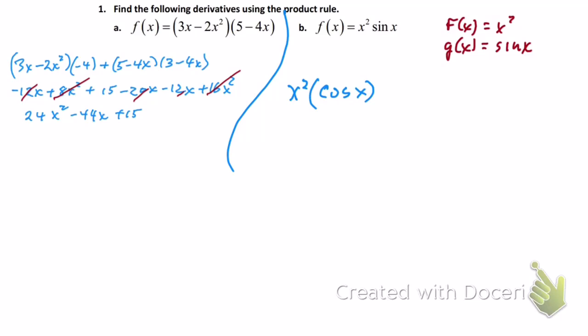And then I take its plus, and then I take the second function, sine x, times the derivative of the first function, so 2x. So now I've got x squared cosine x plus 2x sine x. And that's my derivative. Now, if you needed to pull an x out for some reason, you could, but that's a perfectly good answer right there.